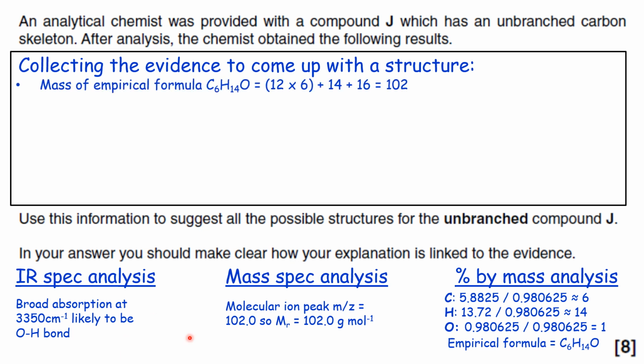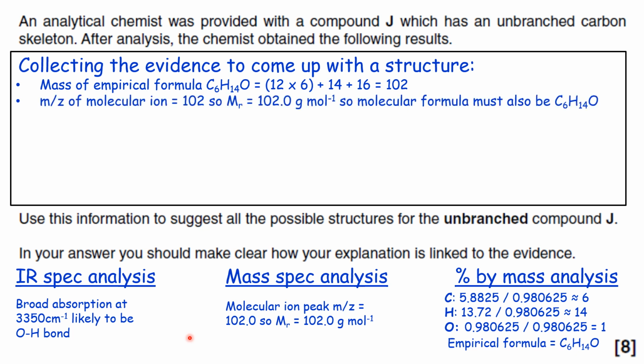So the mass of the empirical formula is 102. The m/z value of the molecular ion is also 102. So the Mr must be 102 grams per mole. So that means matching those 2 together, they're the same number. So the molecular formula must also be C6H14O.